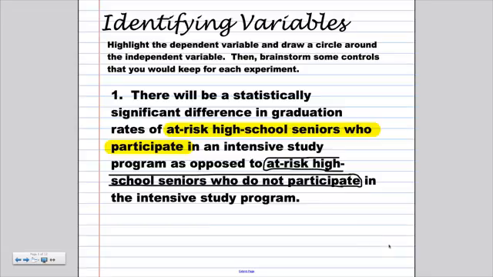Okay, you should have highlighted for dependent at-risk high school seniors who participate in, because that's what we would be measuring. But what we would not be measuring and what would be changing is the at-risk seniors who do not participate. You could have come up with several things as far as what you would control, as far as the school, how many schools, things like that could have been on your list.